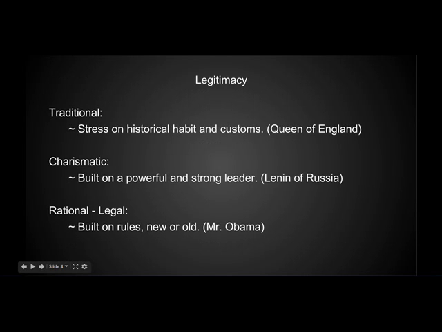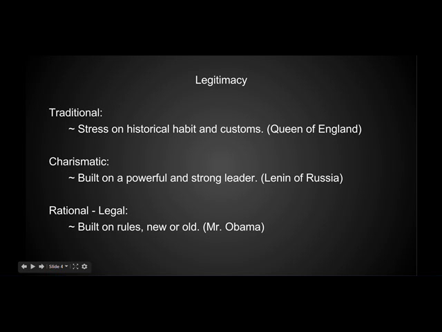Okay, now we're going to talk about government legitimacy, because all governments need to be legitimate in order to be successful. There are three major types of legitimacy that the Red Book mentions. The first is traditional. This legitimacy is built off of historical habit and custom. One of the main arguments for keeping the English royal family in power is simply because of custom. One might even say that U.S. elections have traditional legitimacy because they have gone on in peace for such a long time. This type of legitimacy is often very highly institutionalized.